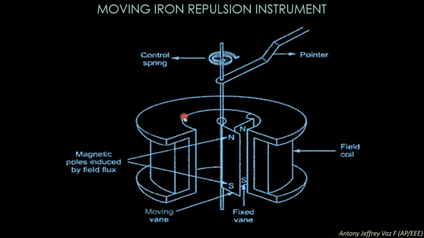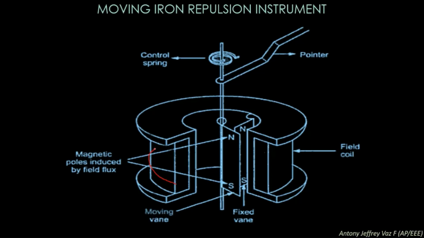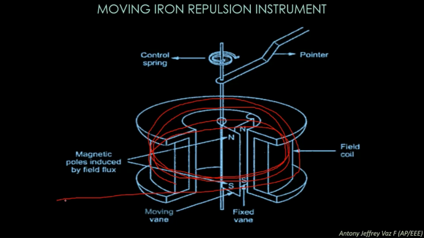Okay, this is the moving iron repulsion type instrument. Here you can see the circular disc, and in this circular disc, the coil is wound like this. The coil will be wound in the circular disc like this, and the coil will be taken out, and the AC supply, or AC current to be measured, is given to this coil.